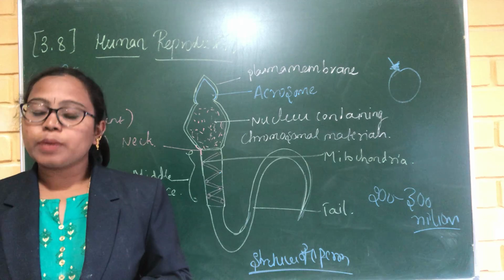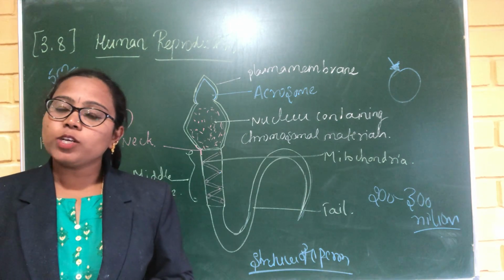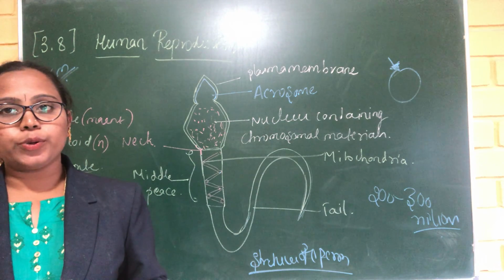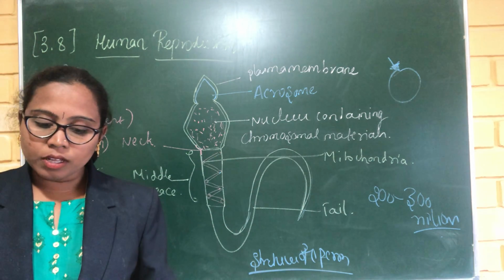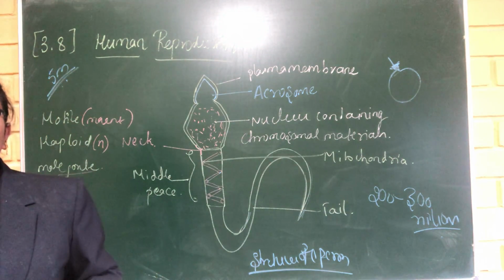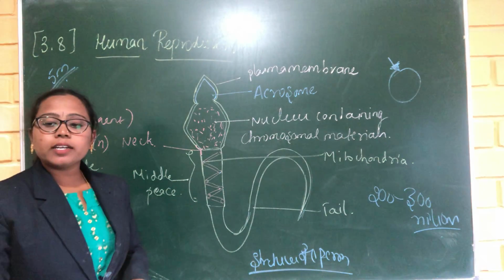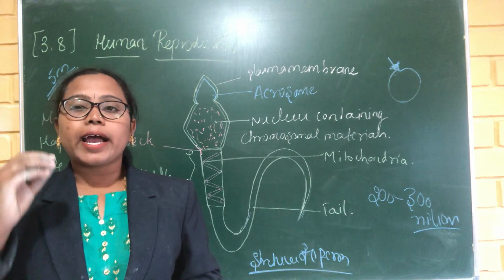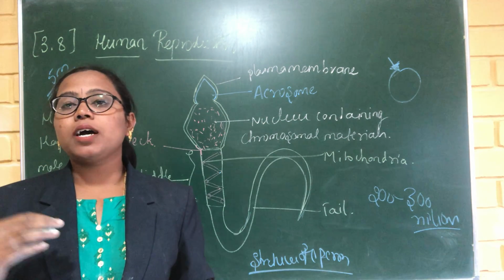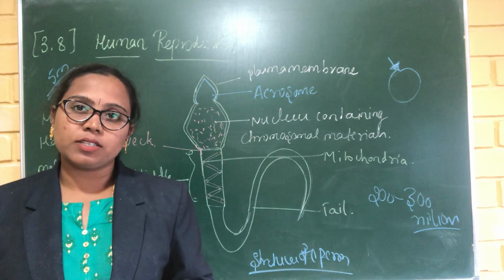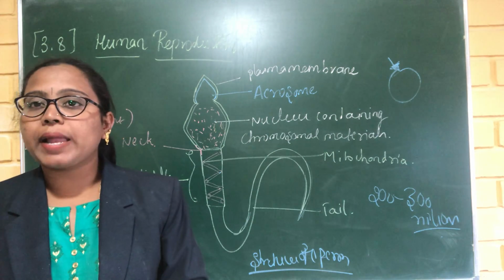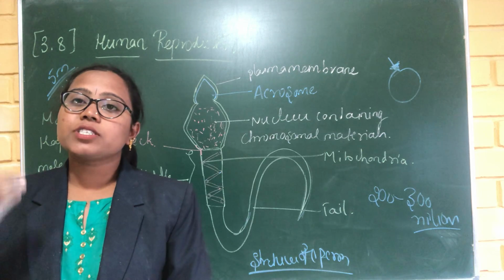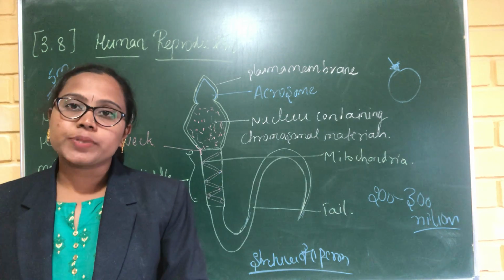The seminal plasma, you already know about that. It is produced from the accessory glands and released during coitus, and with the help of seminal plasma the sperms are ejaculated. Always, the seminal plasma or semen is a white alkaline fluid which consists of sperms.